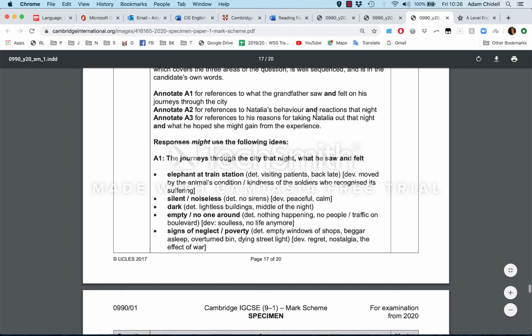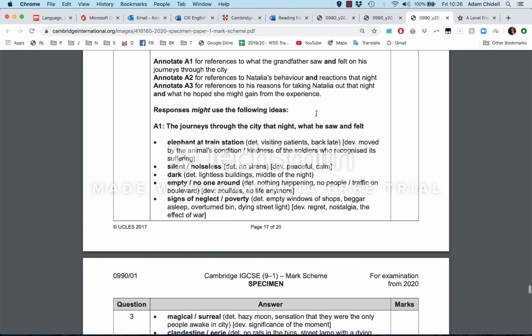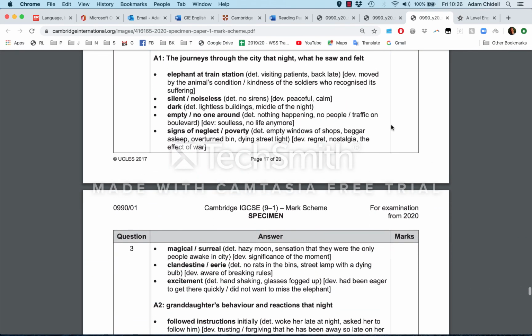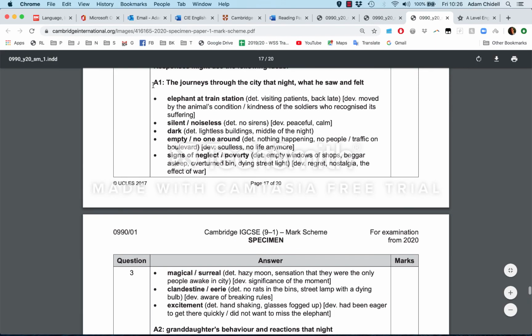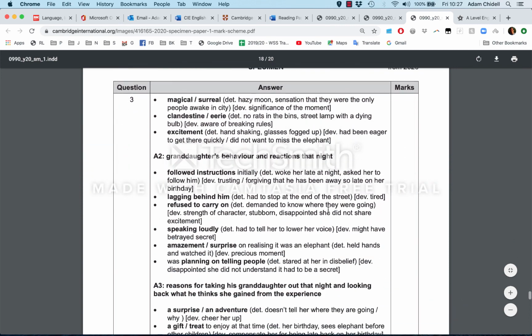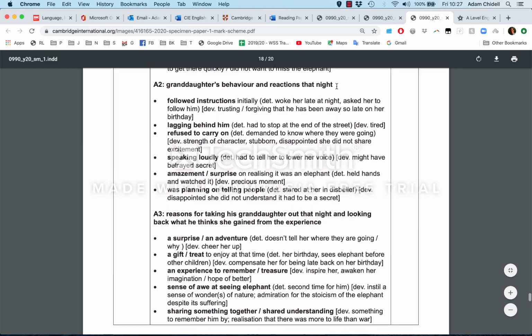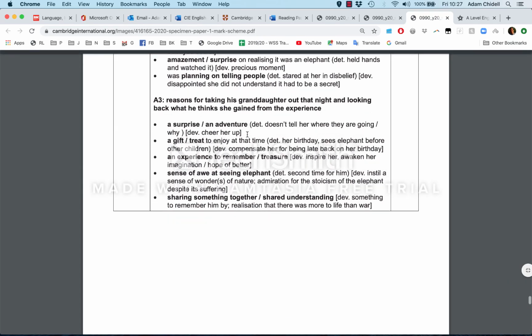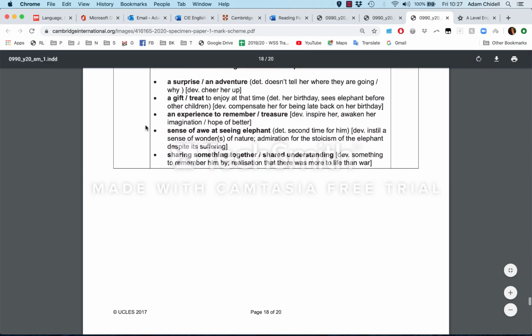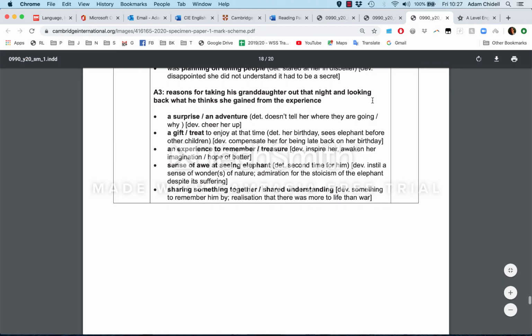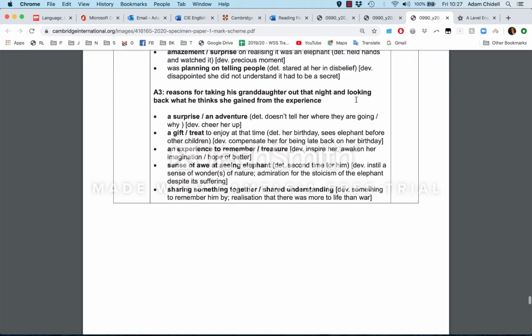I'm just going to quickly look down the mark scheme, and you can pause the video if you like to see what they're saying. All of these refer to the first bullet point. Then the second one is about the granddaughter's behaviours and reactions that night. And then the third one is asking him about his reasons for taking his granddaughter out that night and looking back at what he thinks she gained from the experience.